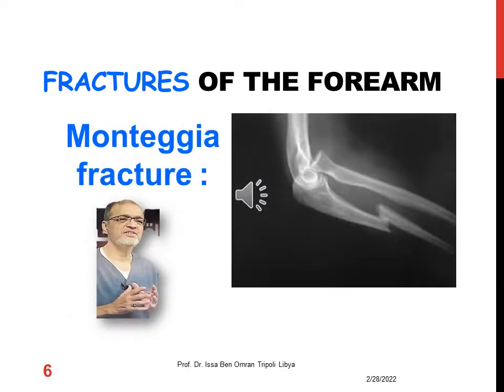Another type of fracture of the forearm is the Monteggia fracture. It is a complicated fracture affecting both bones of the forearm, the radius and the ulna, as we see in this X-ray view.